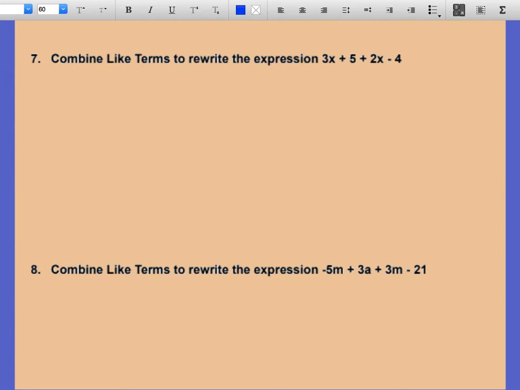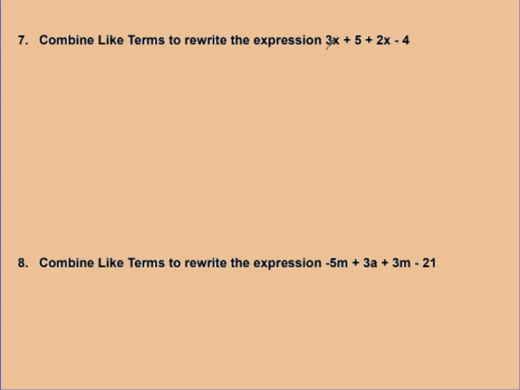All right, let's check out combining like terms. So remember, like terms have the same variable or they don't have a variable. 3x and 2x, so those both have the same variable. I have a positive 5 and a minus 4. And remember, when you combine like terms, you're going to go left to right like you're adding or subtracting normally. 3x plus 2x, you get 5x.